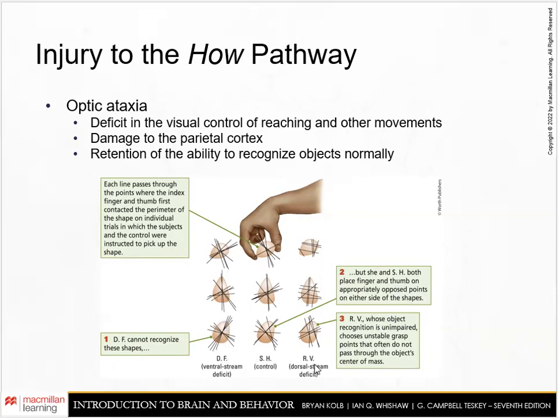Meanwhile, here we have RV, whose object recognition is impaired. They're taking these unstable grasp points that often don't pass through the object's clear center of mass. So they're not able to control some of that functioning that they're doing to pick the object up in an area that would be most effective for them.